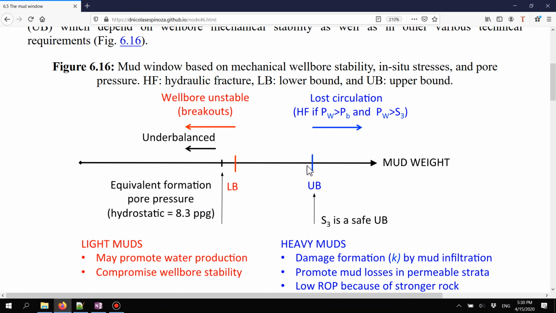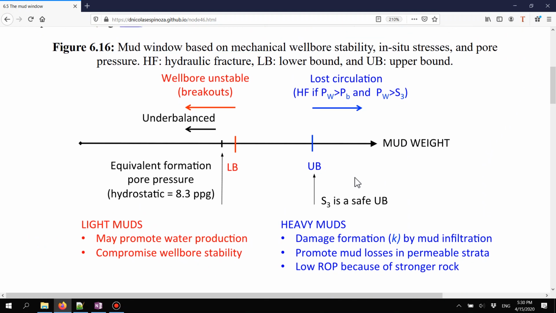On the other hand, we are going to have an upper bound for this mud weight, and this is going to be related to the breakdown pressure that we have calculated before, for which we have a tensile failure. And we are going to add one more component to this, and this is going to be the minimum principal stress at that location. We'll see this in detail in just a bit.